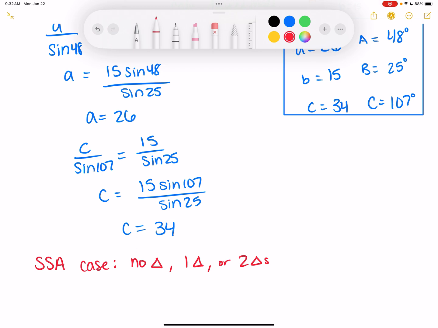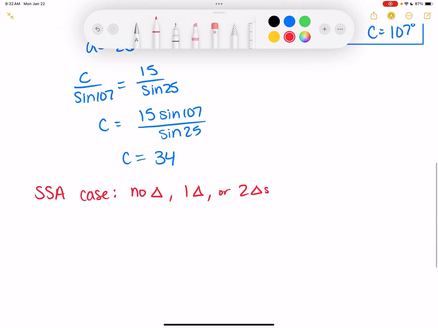So how do we know? Well, there's going to be a chart that we're going to look at, but I'm going to have a little bit of writing that goes before it. I'm going to give you a chart that's going to help you to know how many triangles you're going to have for a given scenario. Okay, so that's if they give you two sides and an angle, then we have this case.